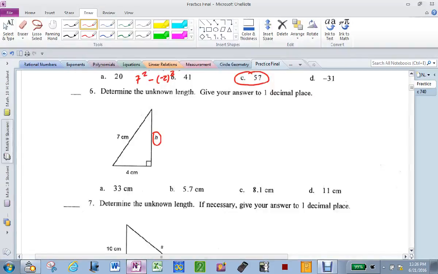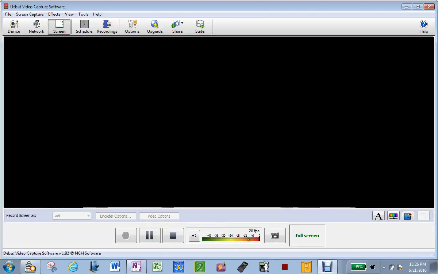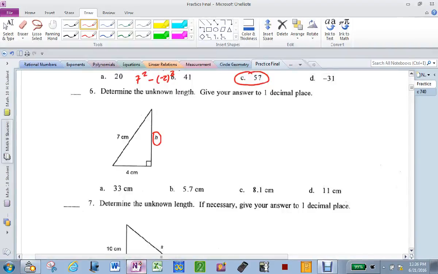Back to business. So, Mr. Myers sneakily called this H. It's working. Relax. See? Mr. Myers sneakily called this h, even though it's a leg.